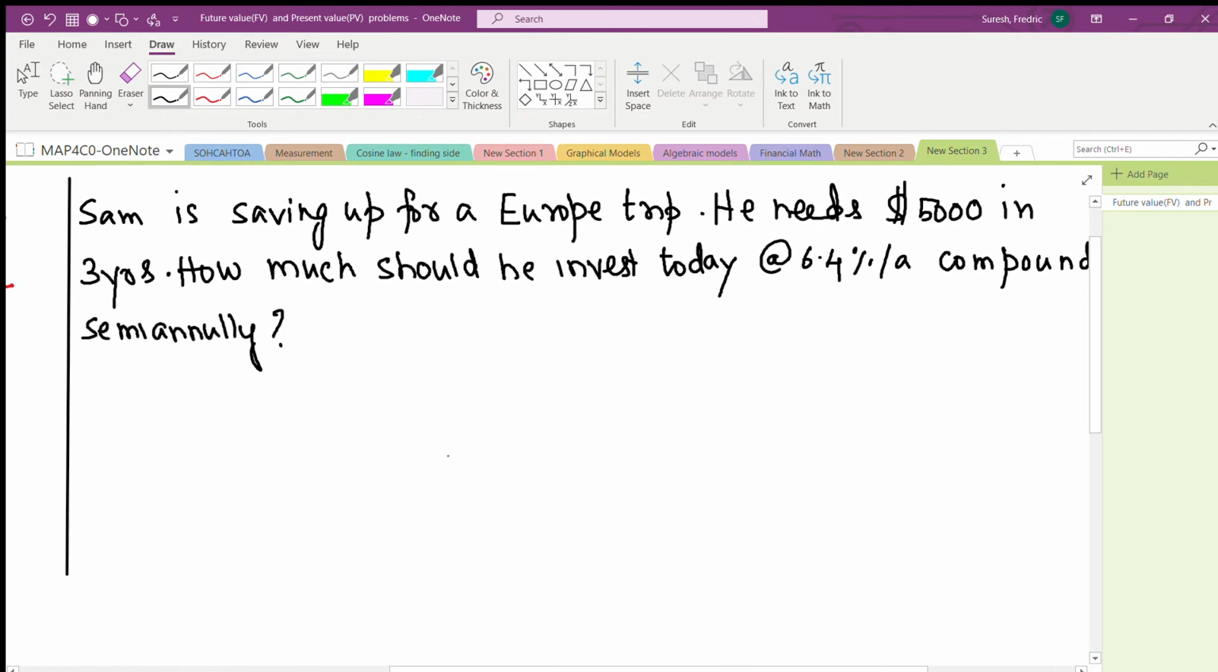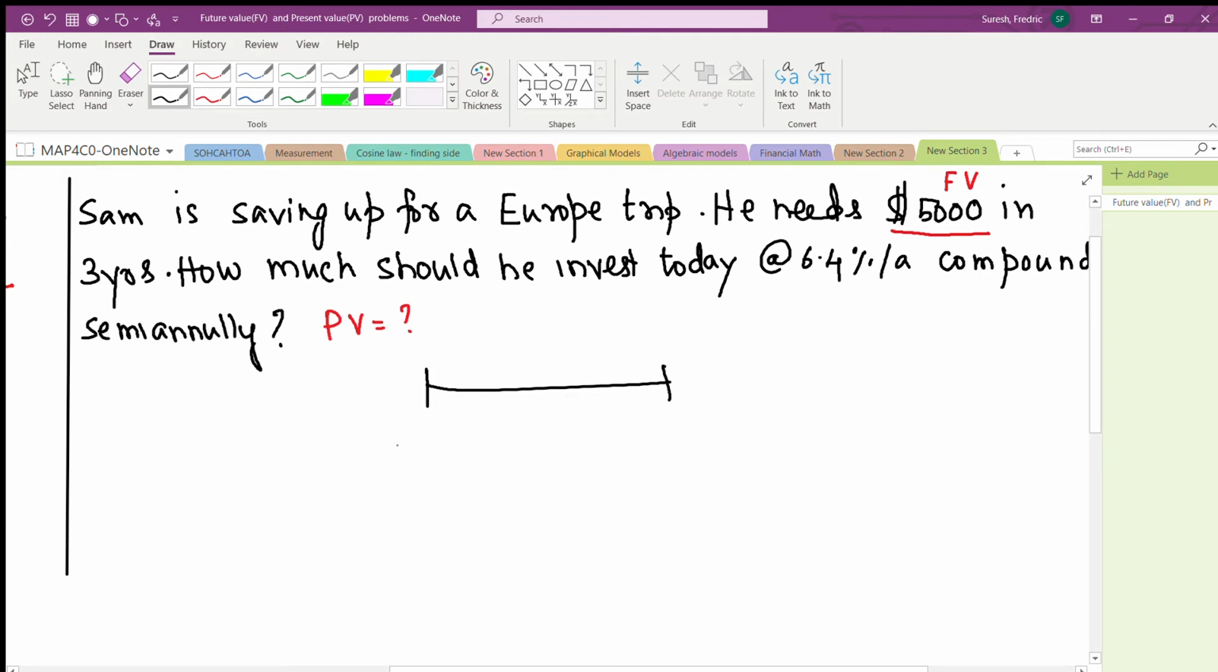Now Sam, he's saving up for a Europe trip. He needs 5,000. The money that he needs is in the future. So we know that the FV value is 5,000 and it is for 3 years. So how much should he invest today, compounded semi-annually? In other words, what should be the money today? So if you put all this information in a number line, it'll look like this.